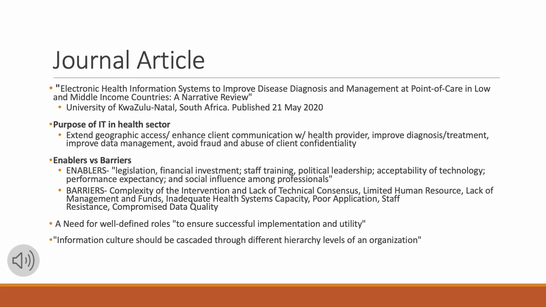This article goes further to explain how there's a need for well-defined roles to ensure successful implementation and utility. And by that, it talks about how there's a need for organizations and institutions to have a better, shared understanding of their hierarchy and levels of organization so that information culture can be properly cascaded, reviewed, and inferred, so that there's a proper implementation of electronic health information systems and to make sure that it's properly utilized and continuously improved, which can be seen on the next slide.